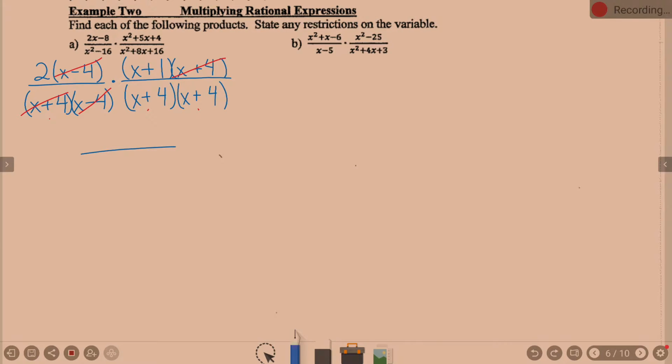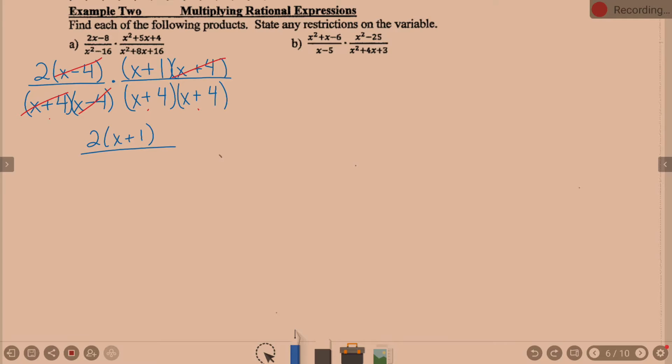Remember, we're multiplying. Top times top, bottom times bottom. What do we have on top? We have a 2, and we have an x plus 1. Good news is you usually leave it like this: 2 times x plus 1. I'm not saying 2x plus 4 is equivalent. I don't know that MyMathLab would count it. I think they might count it right, but I can't guarantee it.